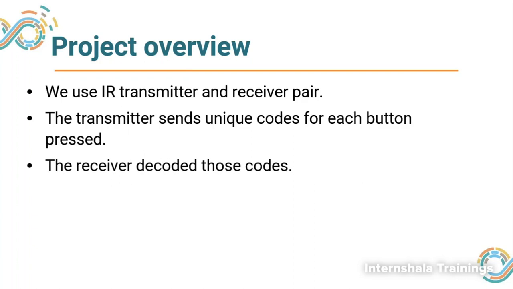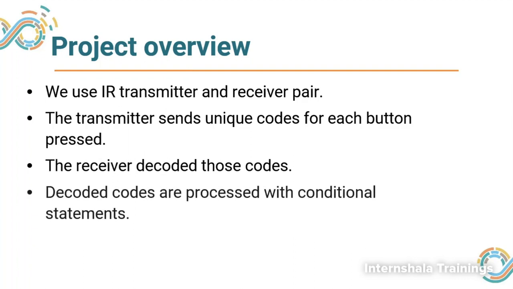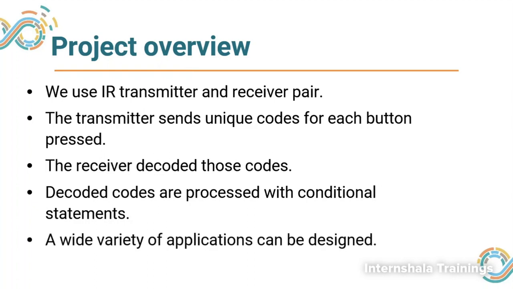The receiver is going to receive and decode those codes which are encoded in that carrier frequency, and once the decoding is done, we can use simple conditional statements: on press of 1 or up or down, what should be the function of my appliance or device. A wide variety of applications can be designed using remote control, and you see them around you throughout your daily life. The block diagram of any such system is as follows.